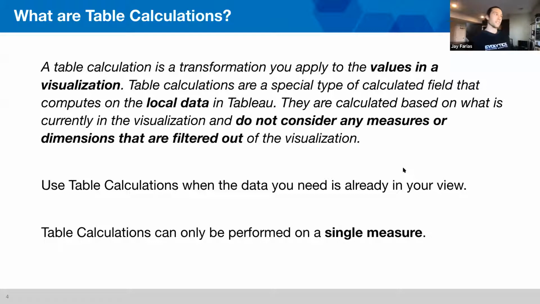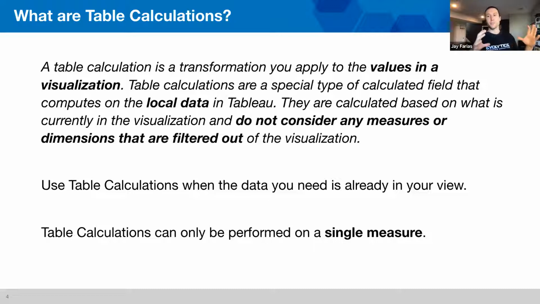All right, so what are table calculations? Per the Tableau dictionary, a table calculation is a transformation you apply to the values in a visualization. The calculations are a special type of calculated field that computes on the local data in Tableau, and they're calculated based on what is currently in the visualization, and do not consider any measures or dimensions that are filtered out. So the key thing here is they use data that is in your view.